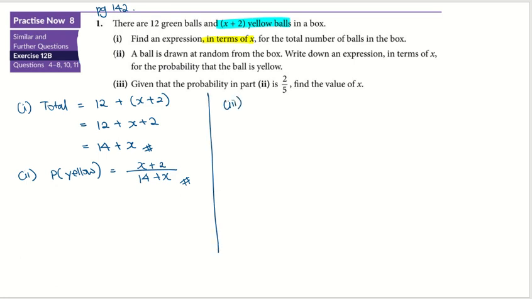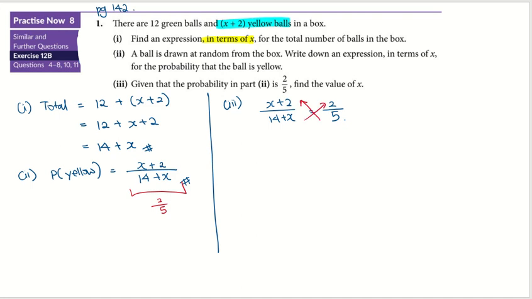Given that the probability in part 2 is 2 over 5, find the value of x. They already tell you that whatever you have in part 2 is equal to 2/5, right? So form an equation. We want to solve for x. Without further ado, I equate this to 2/5. Fraction equals fraction, my very first step, don't need to think too hard: I need to cross multiply.